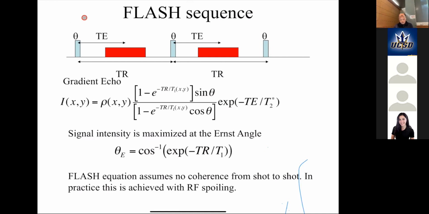It turns out that given a TR and T1, it can be shown that there's an Ernst angle that maximizes the signal you get for any TR and T1 combination. The equation is given here. You're not asked to derive it, but it is a gradient echo sequence, so there's this T2 star. But the idea is for FLASH sequences, we keep this echo time quite short, on the order of maybe 5 milliseconds. So for most tissues, there's no dephasing that we have to worry about.